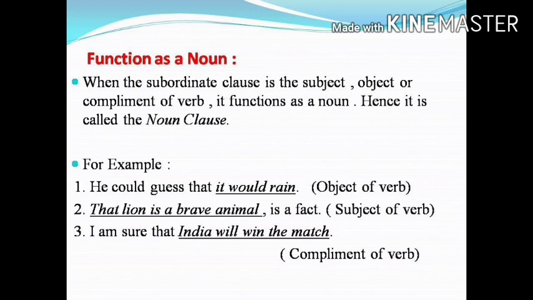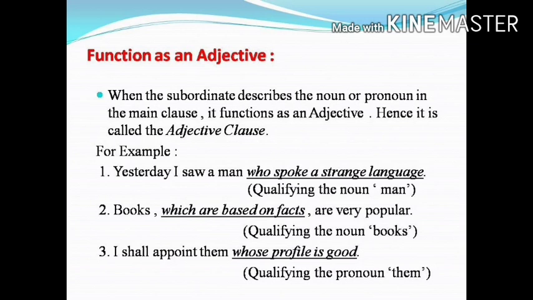In the same way, friends, when the subordinate clause describes a noun or pronoun in the main clause, as we see in the part of speech, when a word describes a noun, it is called an adjective. When a word describes the pronoun, it is called an adjective. In the same way, when the subordinate clause describes or says something more about the noun or pronoun in the main clause, it is working as an adjective there, and therefore it is called the adjective clause.